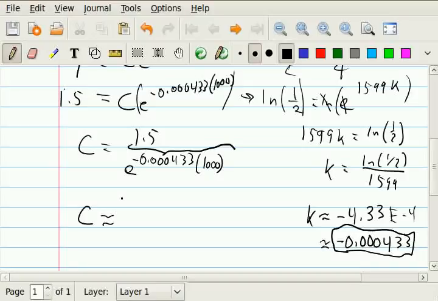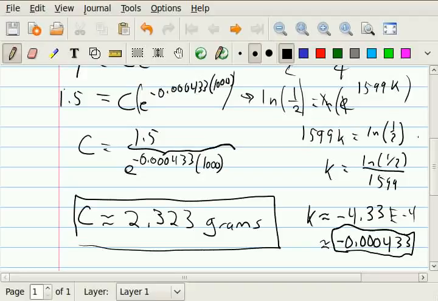Probably the easiest thing to make a mistake on here is, if you want to type this in all at once, just getting the parentheses right, but not too bad here. Negative 0.000433 times 1,000. Okay, so here's what they tell me. About 2.323, and that will be grams. We're talking about units which are grams.